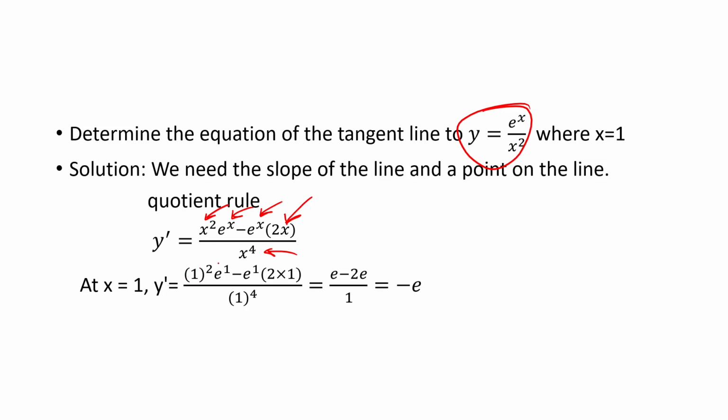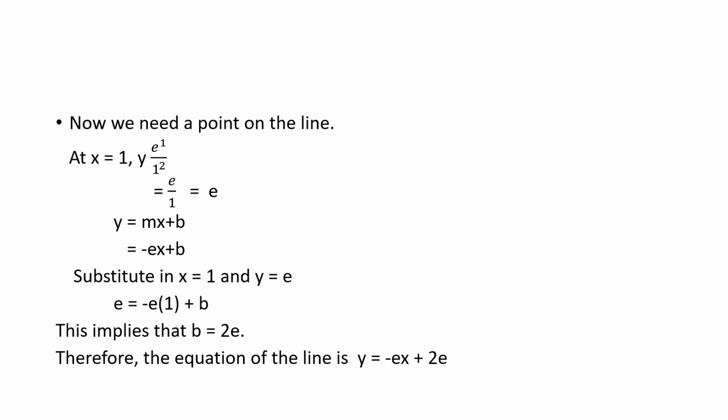We get 1 squared e to the 1 minus e to the 1, then times 2 times 1, all over 1 to the exponent 4. So we get a numerator of e minus 2e and a denominator of 1. That's negative e over 1, or in other words, just negative e. So what we know is that the tangent line that we're trying to determine the equation of has a slope of negative e, which is roughly negative 2.7. Okay. Now we know our slope is negative e.